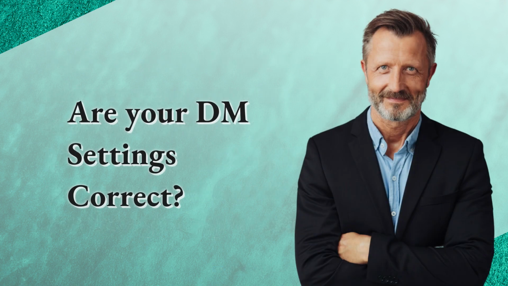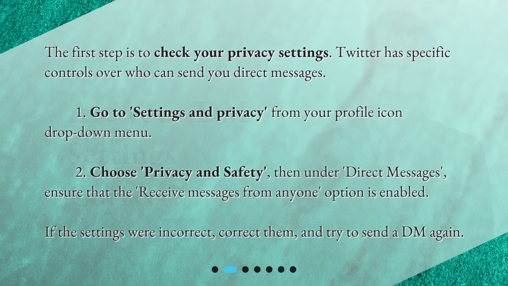Are your DM settings correct? The first step is to check your privacy settings. Twitter has specific controls over who can send you direct messages. 1. Go to Settings and Privacy from your profile icon drop-down menu. 2. Choose Privacy and Safety, then under Direct Messages, ensure that the Receive Messages from Anyone option is enabled. If the settings were incorrect, correct them, and try to send a DM again.